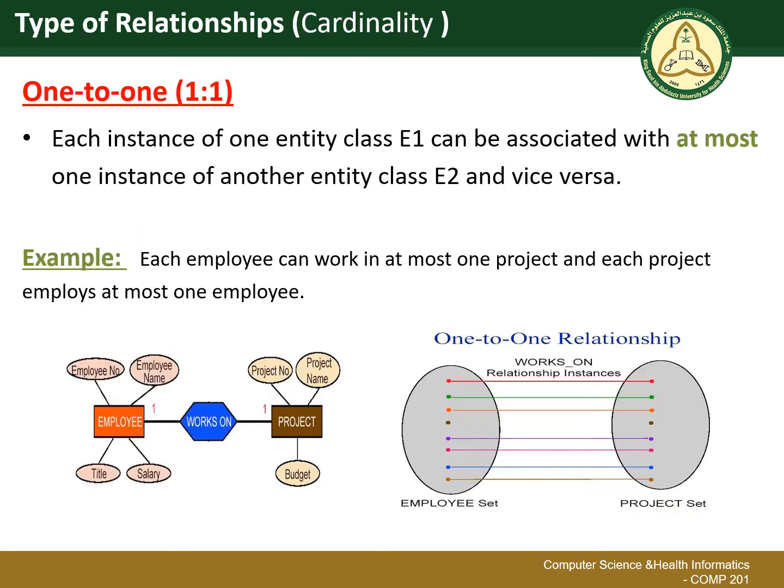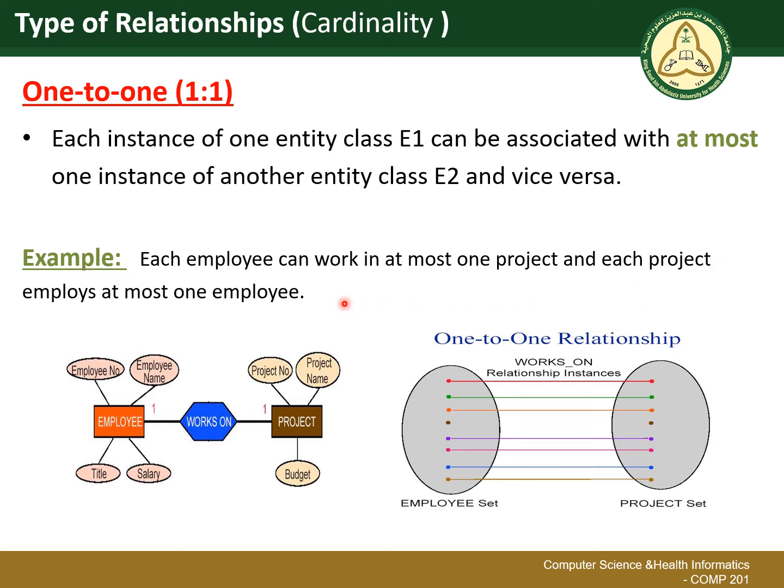Also, we have types of relationships. Cardinality. We have one-to-one relationship where each instance of one entity class E1 can be associated with at most one instance of another entity class E2, and vice versa. At most means one or less. One or less, it means 1 or 0. So to clarify the relationship, we can see the example.